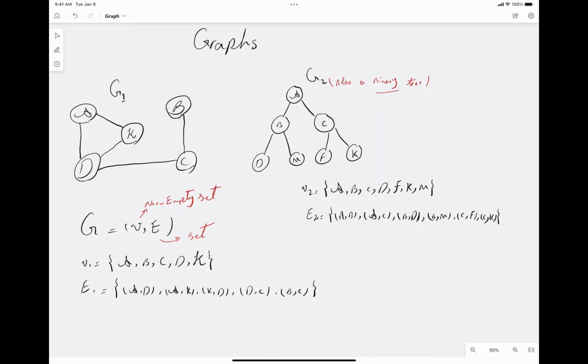Hello everyone, welcome. We're going to talk about graphs, yet another kind of data structure. Here you see two graphs, graph G1 and graph G2. So let me explain what a graph is.